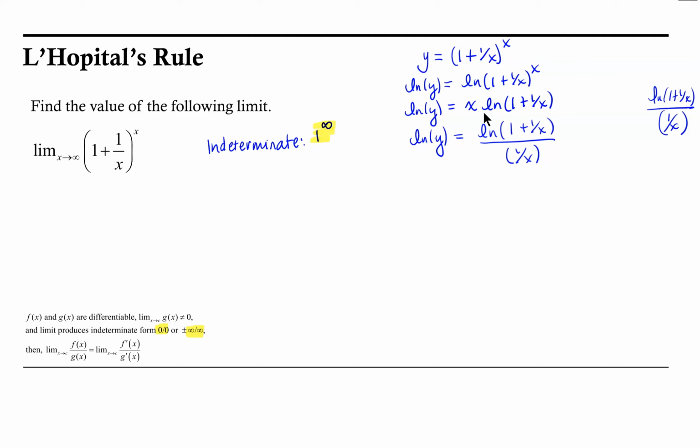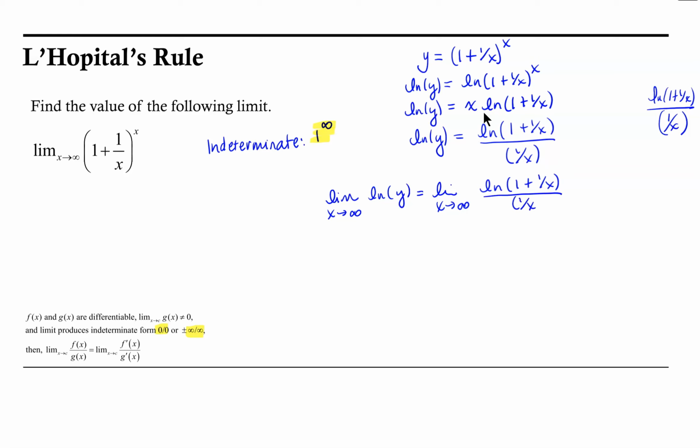So we're wanting to allow x to approach infinity. So let's look at the limit as x approaches infinity of the natural log of y. That's our new function there. That's the same as the limit as x approaches infinity of the natural log of 1 plus 1 over x, all divided by 1 over x.